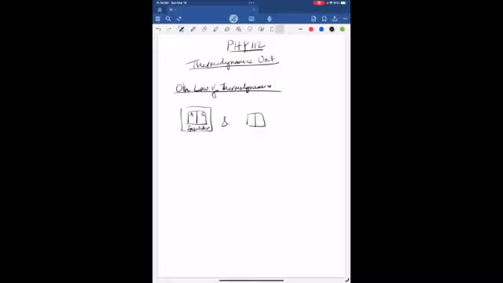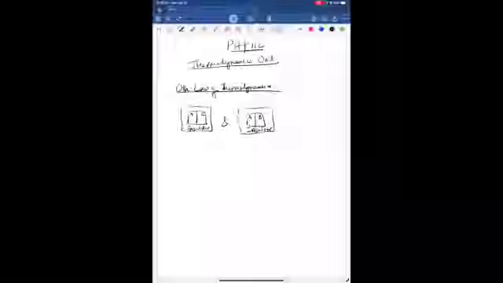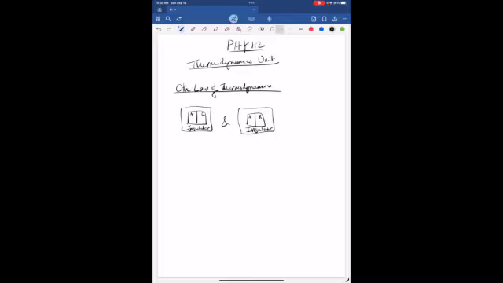And if two objects, A, the same A as before, and a new object, B, are also in thermal equilibrium, so that, again, there's zero net energy transfer between A and B, then this implies that the objects B and C are also in thermal equilibrium. So that is the zeroth law of thermodynamics.